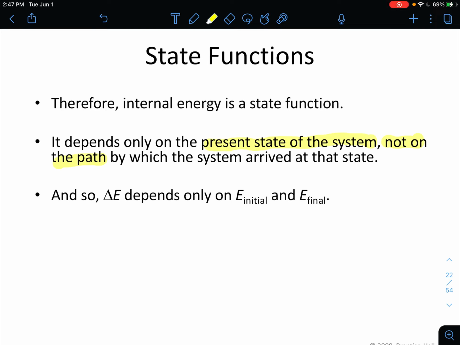So what that means is, if I know E initial and E final for a system, that's all the information that I need to know. And therefore, if I figure out delta E, that's telling me, regardless of the path followed, the change in internal energy that has occurred. And then I can use that to understand the ways in which heat flow and mechanical work may have changed as well.